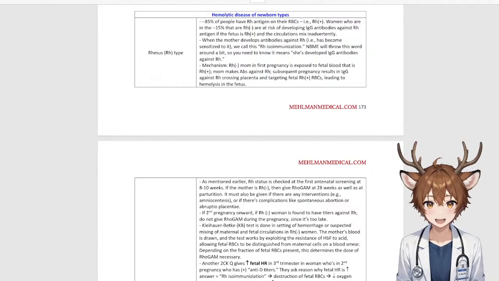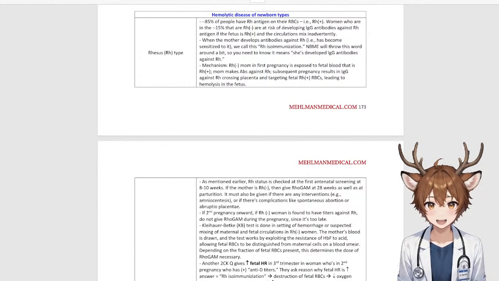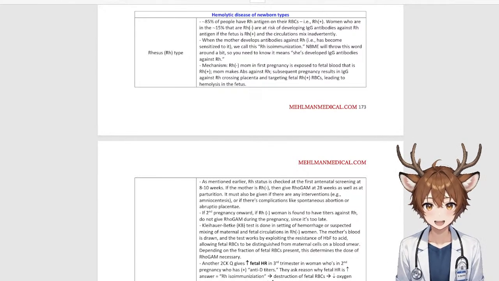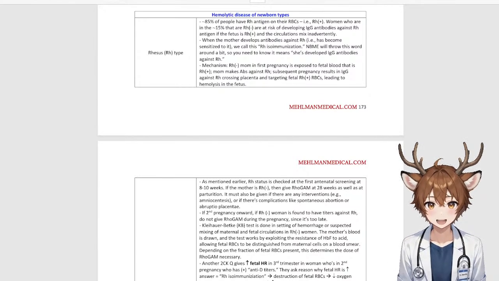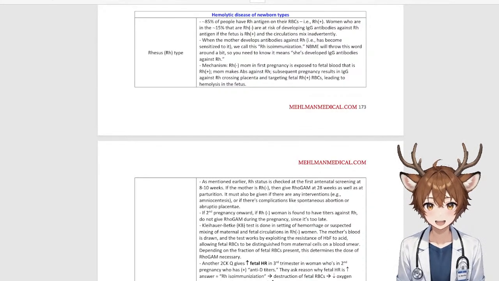Hemolytic diseases of newborn types. Rhesus type, Rh type. 85% of people have Rh antigen on RBCs, i.e. Rh positive. Women who are in the 15% that are Rh negative are at risk of developing IgG antibodies against Rh antigen if the fetus is Rh positive and the circulations mix inadvertently.